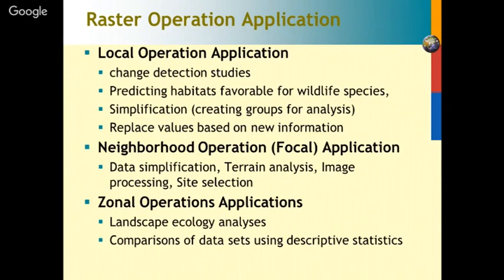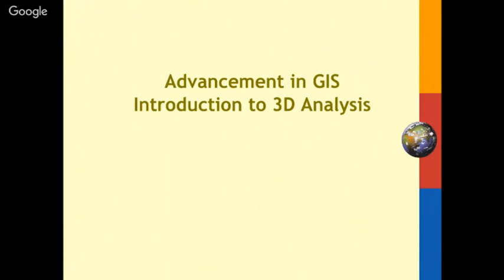It also helps in doing a comparison of different data sets, as we have seen in the zonal histogram, which talks about how the distribution of different land use classes is there under the different groups. So that's how the different applications where we can use the local raster or raster-based analysis.